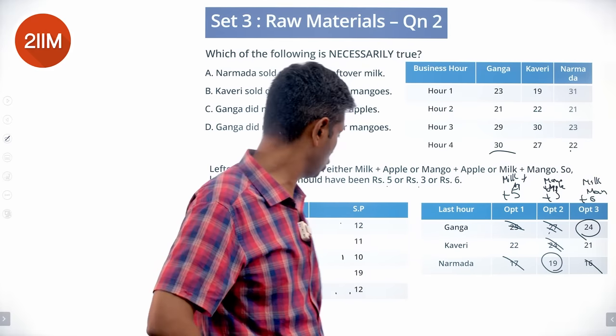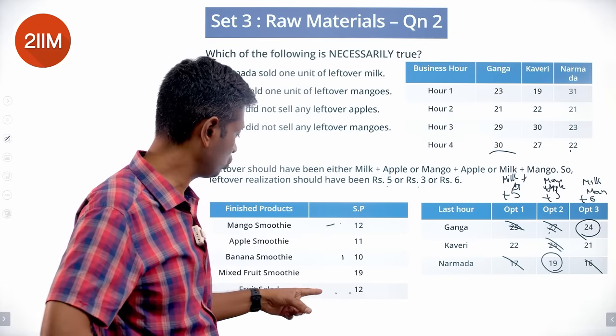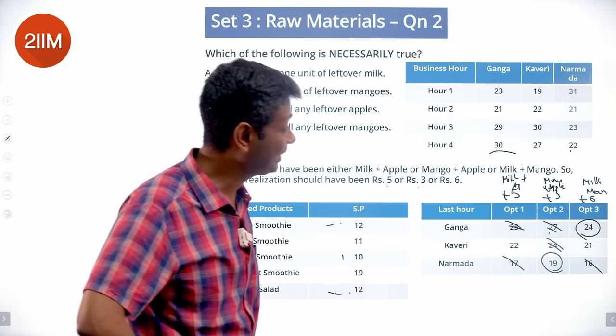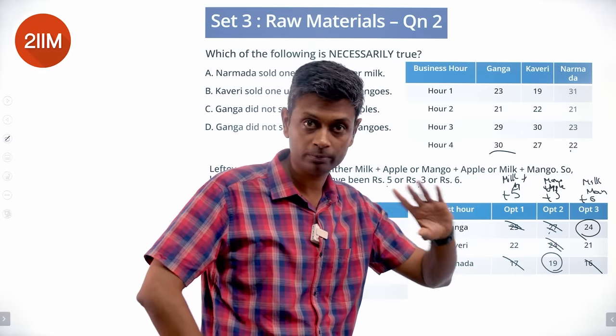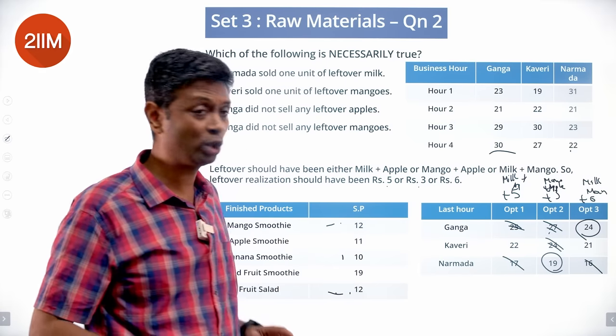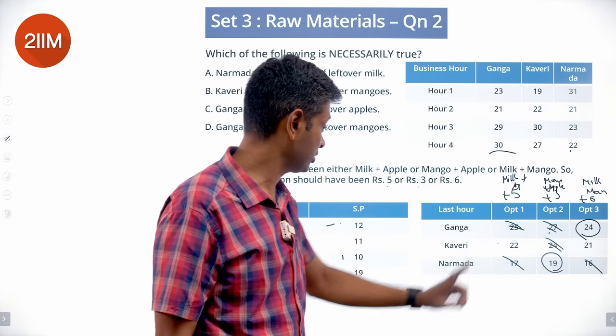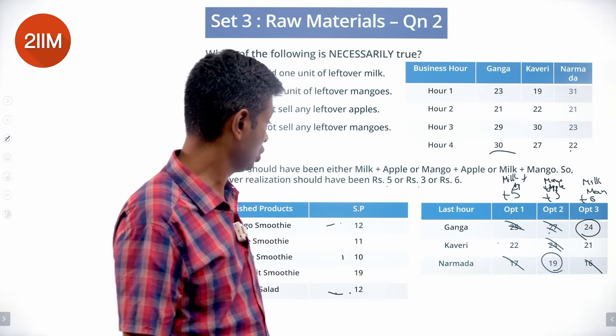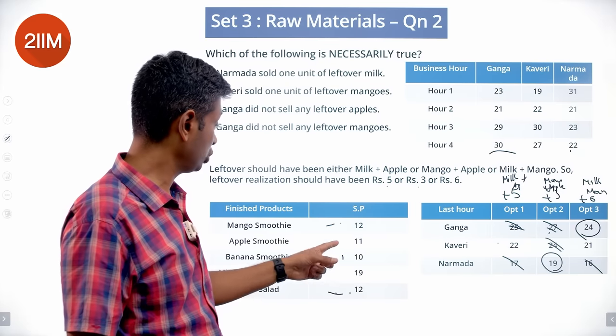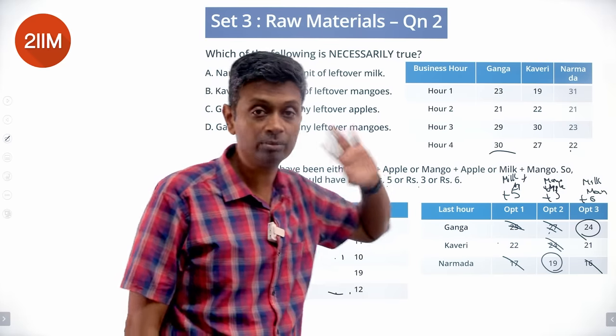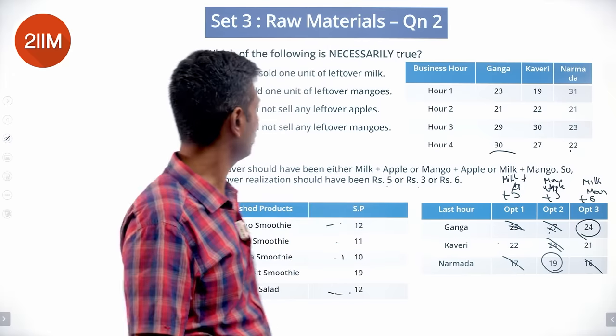Ganga has sold 1 mango smoothie and 1 fruit salad in the last hour and then had milk and mango left over. Kaveri, we don't know. There are 2 possibilities. 12 plus 10 could be fruit salad plus banana smoothie. 12 plus 11 could be banana smoothie and apple smoothie, and then correspondingly something left over.